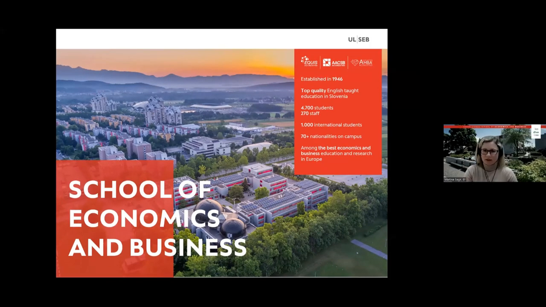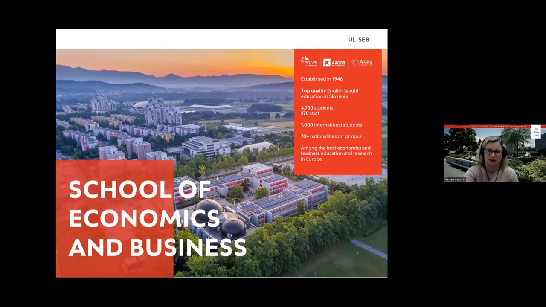First, I will start with the School of Economics and Business. It's one of the biggest members of the University of Ljubljana. It was established in 1946. Today we have more than 4,700 students enrolled in all three levels of education. Among them, we have around 1,000 international students who come to full-time degree programs, to exchange programs, and also to the summer or winter school and participate in the short programs. More than 70 nationalities are represented across our campus here in Bežigrad. It's not in the center, but a few kilometers away from the center.